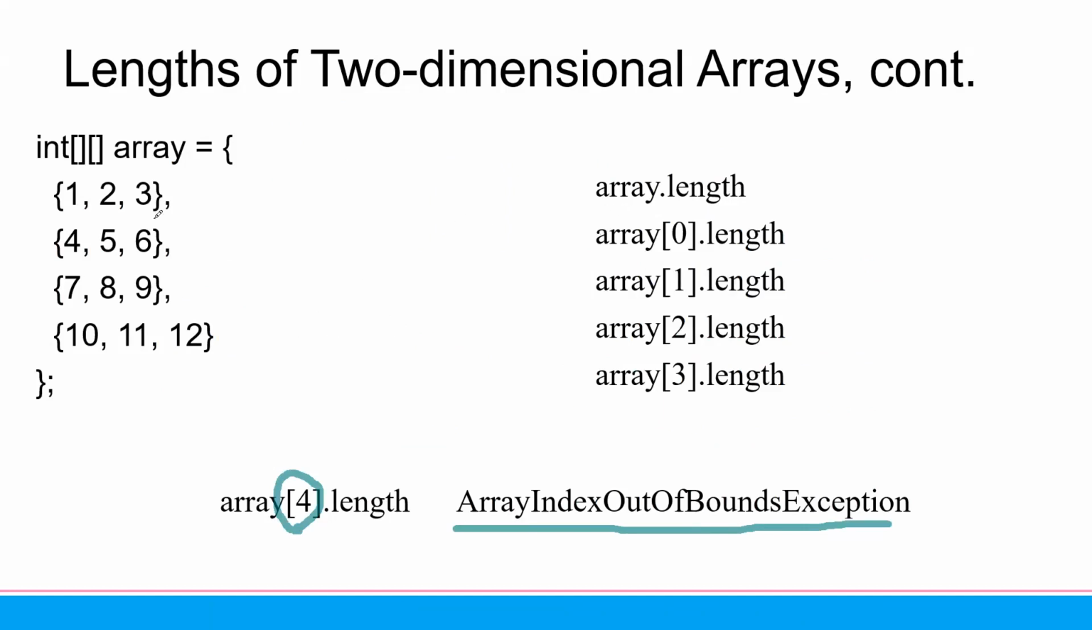When we have this array, we have 1, 2, 3, 4. Then this is index 0, it is index 1, it is index 2, and it is index 3. Is there any index 4? No, because we have only 3. This is based on the index number.